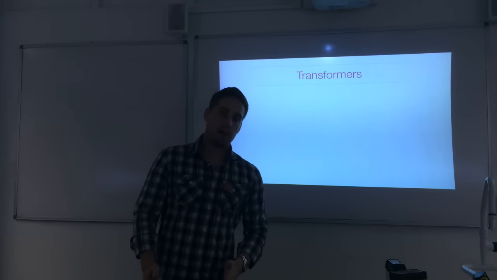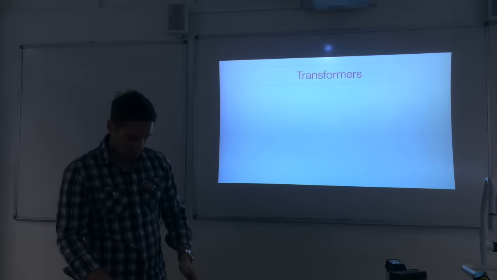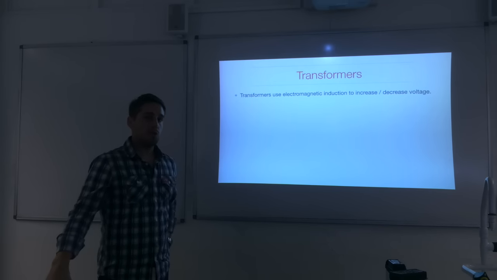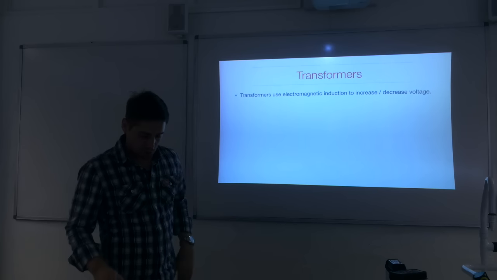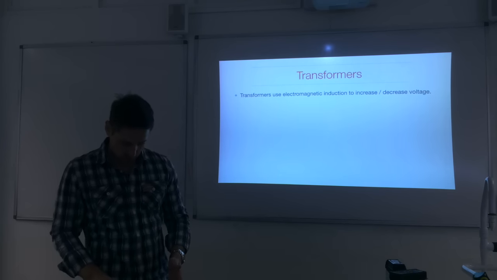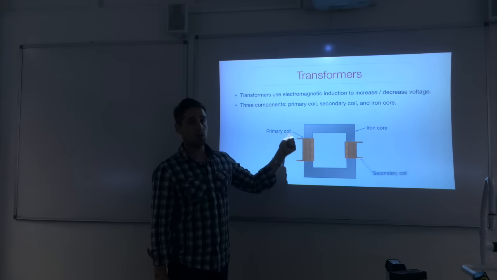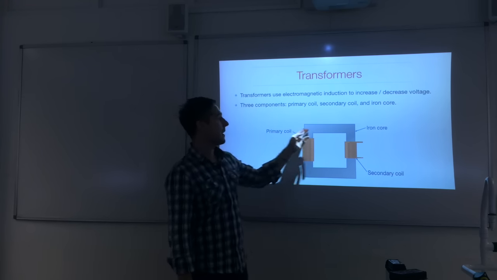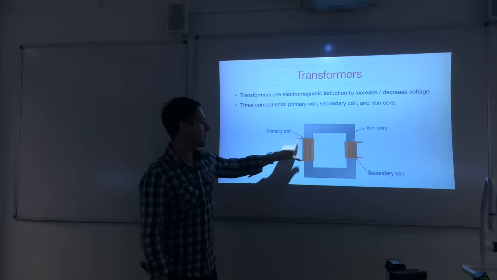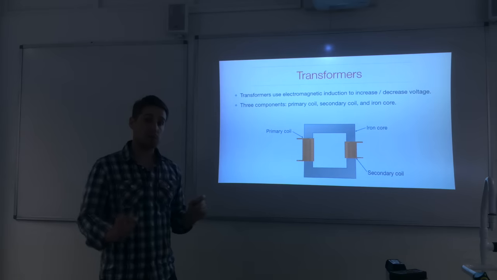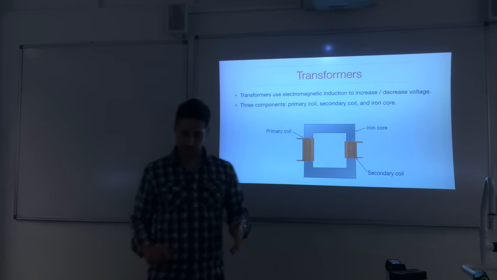Last thing we need to look at now is transformers. Transformers use electromagnetic induction to increase or decrease the voltage. There are 3 components to them. They have a primary coil, a secondary coil, and an iron core. Okay, so you've got a primary coil and a secondary coil, and the number of turns on these 2 coils is different.